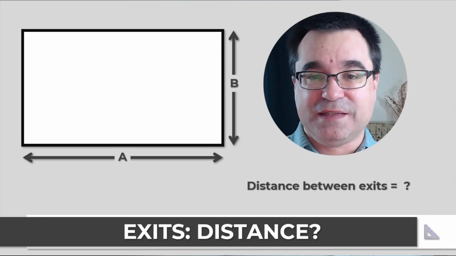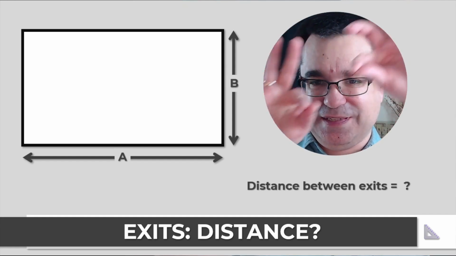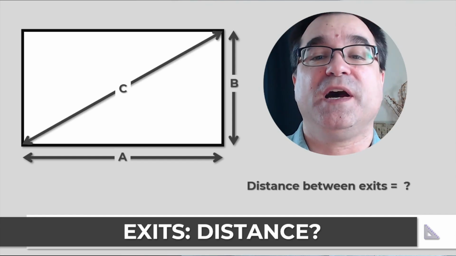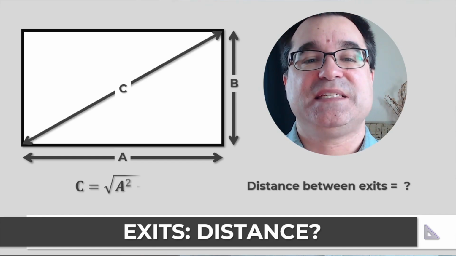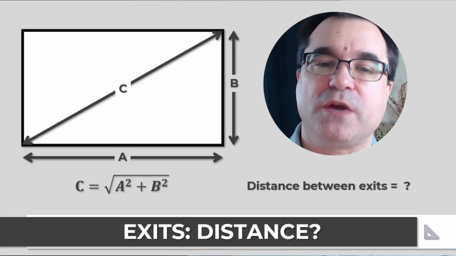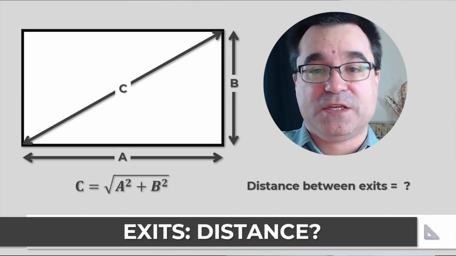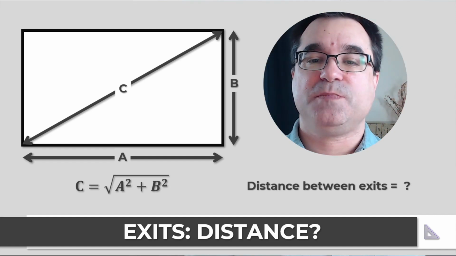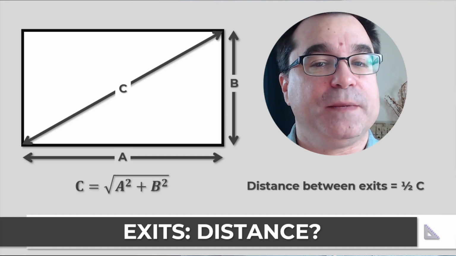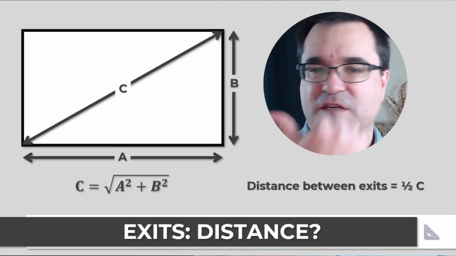To find the diagonal dimension of this floor area, we have to use the Pythagorean theorem. We have to find C. And C is found by doing the square root of A squared plus B squared. So then how do we find the distance between the exits? We take C and we divide it by 2. That's easy for a shape like this.